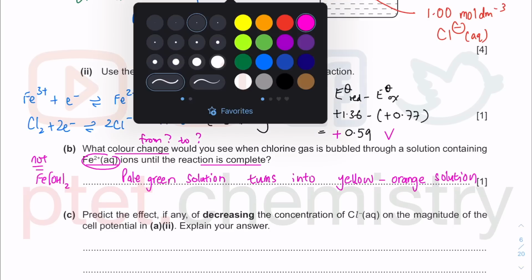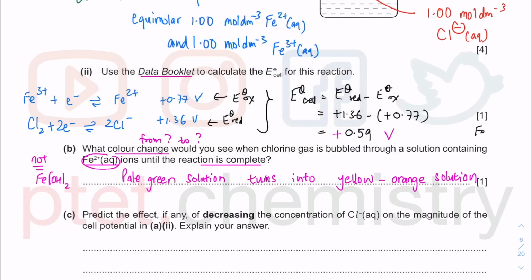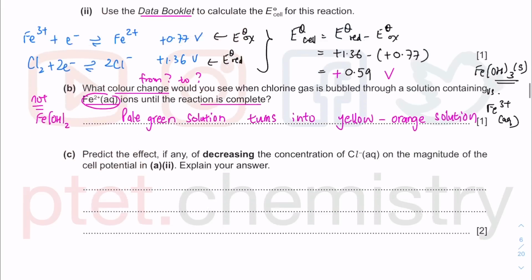But what it is not, do not get confused with iron 3 hydroxide versus Fe3 plus aqueous. This is one thing that a lot of students get confused about. Iron 3 hydroxide is when you have an alkaline environment. Here you only have water, you don't have an alkaline environment.